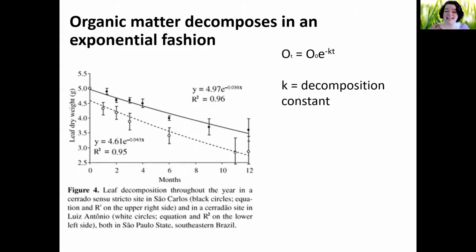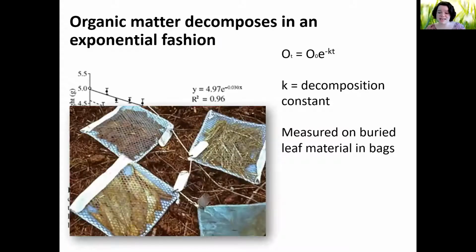We use the constant K to express the intrinsic rate of decay of the material. A high K will mean a faster decay rate, and a low K will mean a slower decay rate. We can quantify decay using leaf bags. We would put a known mass of material in a bag, leave it out in the soil or bury it in the environment of interest, and collect subsequent measurements of mass to see how quickly the material is lost from the bag due to decomposition.